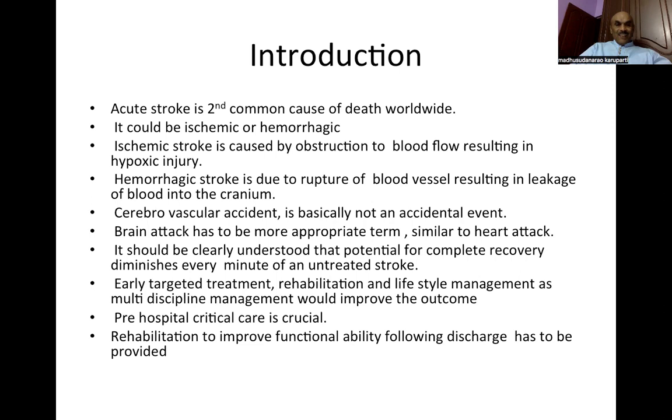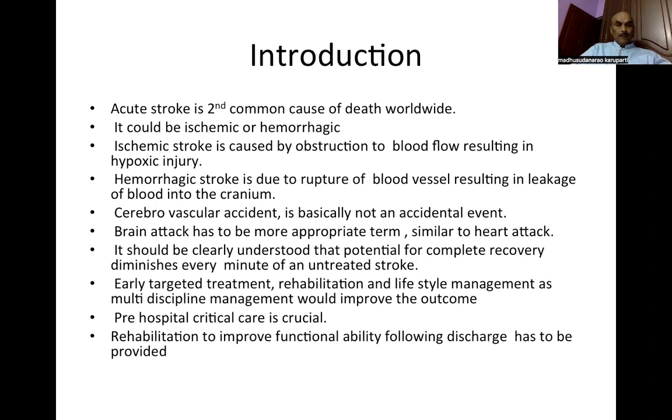It should be clearly understood by the students that the potential for a complete recovery diminishes every minute of an untreated stroke. The time is very precious. The potential for complete recovery of the patient from the stroke drastically diminishes every minute with untreated stroke. And our outcome will be devastating when the time is wasted before the start of the treatment.